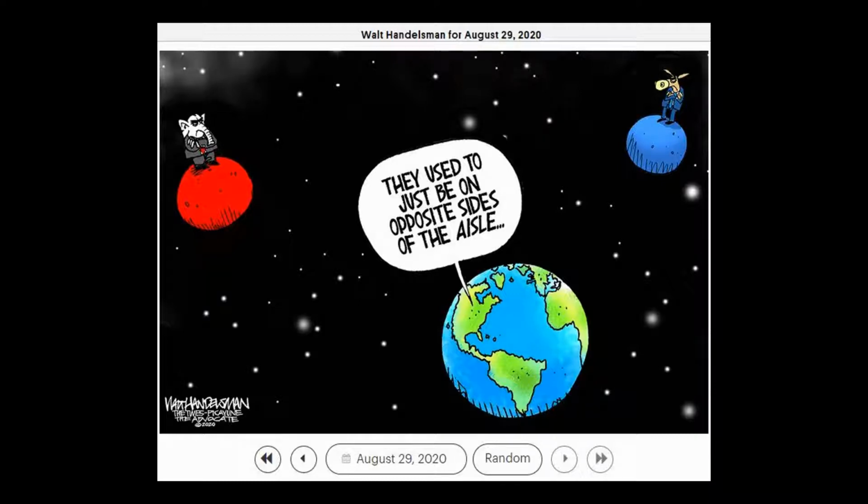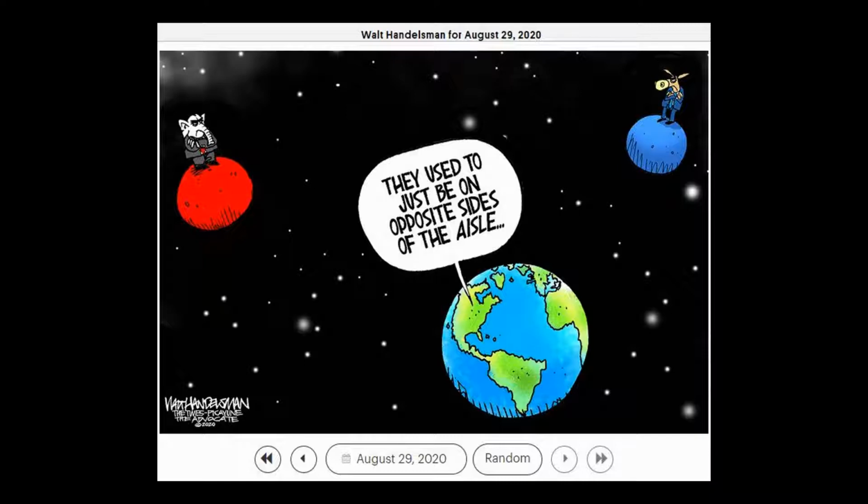Describe what you see. In this case, we've got a globe, obviously Earth, floating out there in space, and then we have two little moons off to the side. One of the moons is blue, it's got a little donkey looking guy standing on it, and the other moon is red, with a little elephant guy standing on it. So here again we see the symbols of mascots and colors. You've got Earth in the middle, and out in outer space you've got the Republican Party and the Democratic Party.